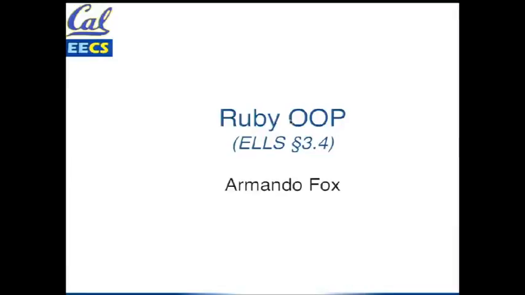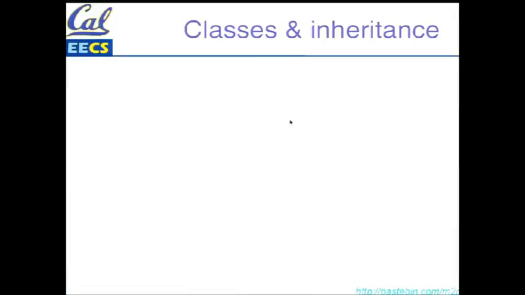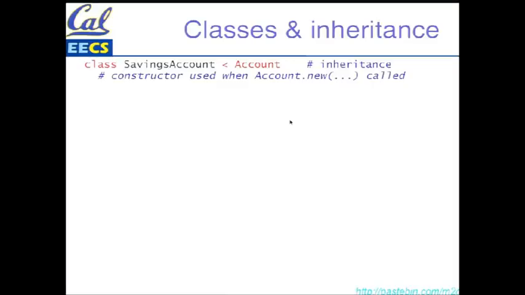and talk a little bit about OOP in Ruby. And I think it's easiest in this case to just walk through an example of how you do simple classes and inheritance. So we're going to define a new class. It's going to be for a bank savings account, and it inherits from Account. That's what the less than notation means.